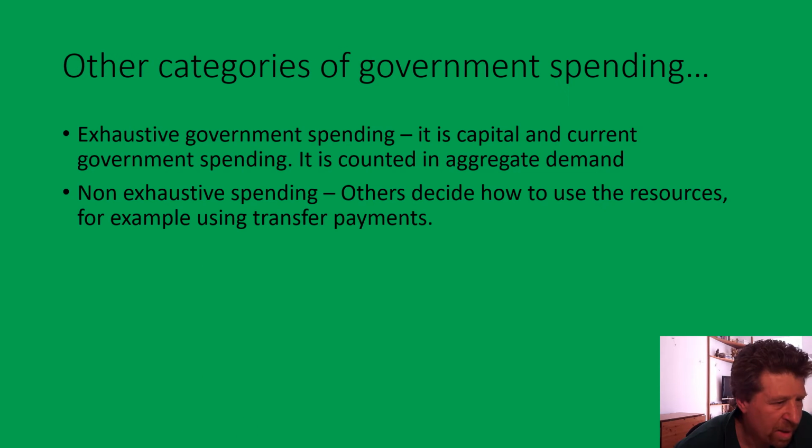Now, I've put on the PowerPoint the two categories of exhaustive government spending and non-exhaustive government spending, because they're very important. Just to remember, exhaustive government spending is that where the government spends the money. Non-exhaustive government spending is just a payment made to citizens to spend in the way they like. So they don't know how the resources will be used.